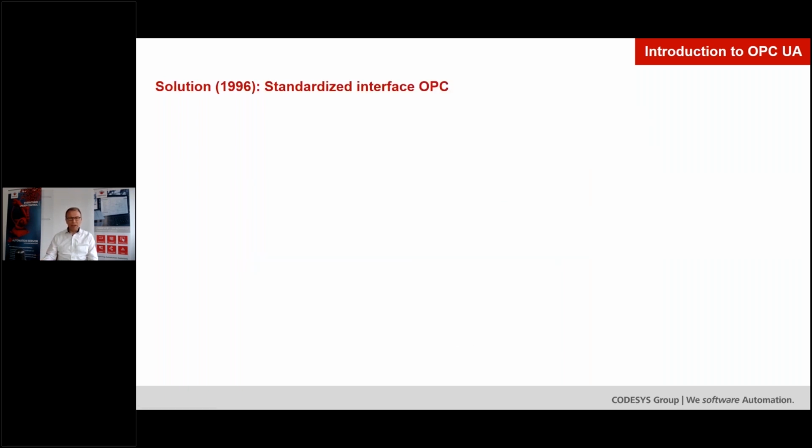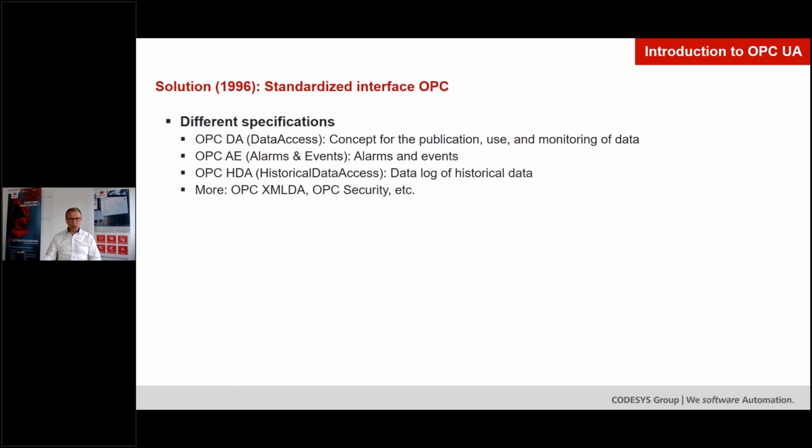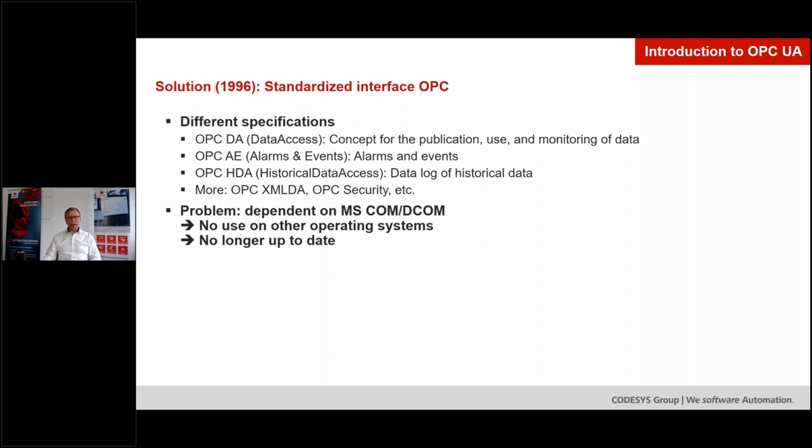And of course, we all know that with a standardized interface, OPC, object linking and embedding for process control, this was the original idea, this got a very nice and handy solution with different specifications for data access, alarms and events, historical data access, and some other specifications. The only problem was that this technology was based on Microsoft COM and DCOM, so on this OLE, object linking and embedding. Therefore, there was no use possible for other operating systems, and today this is no longer up to date. So we will need something different.